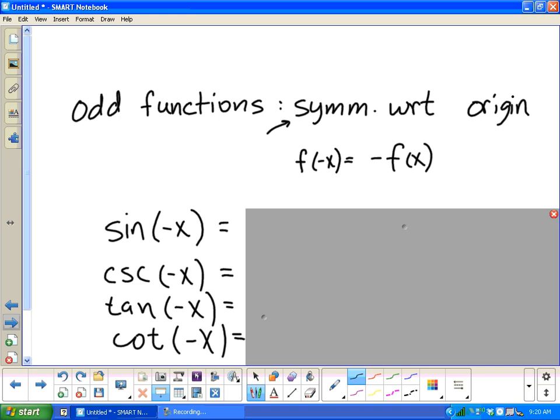So odd functions are symmetric with respect to the origin. Now, y'all remember what it looked like algebraically? The algebraic part is really what we're going to apply, not so much the graphing part. The graphing part leads us to see that it's symmetric with the origin. And that means that f of negative x is equal to the opposite of f of x. Okay?